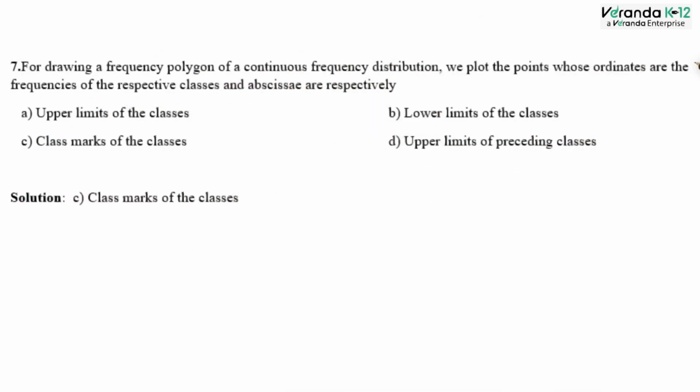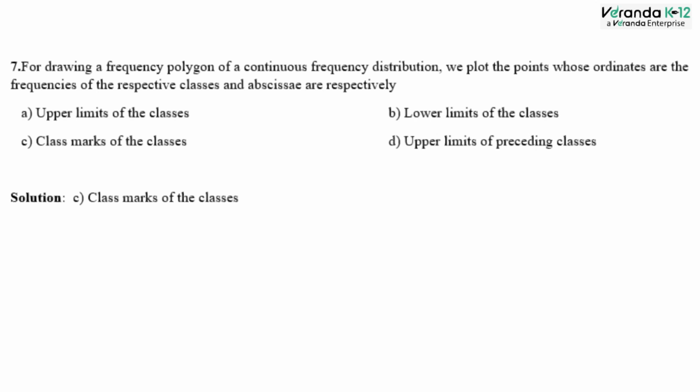Question number 7. For drawing a frequency polygon of a continuous frequency distribution, we plot the points whose ordinates are the frequencies of the respective classes and abscissa are respectively dash. Options given are A. Upper limits of the classes, B. Lower limits of the classes, C. Class marks of the classes and D. Upper limits of preceding classes.